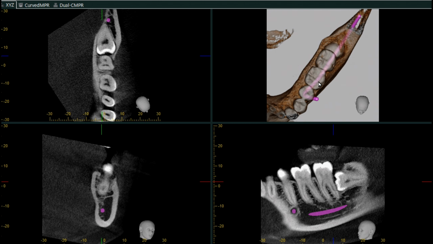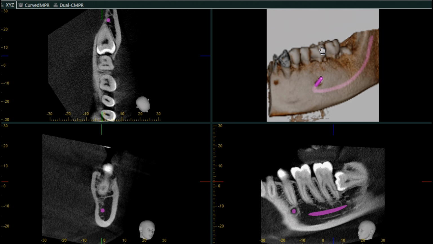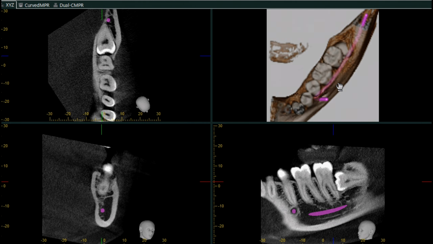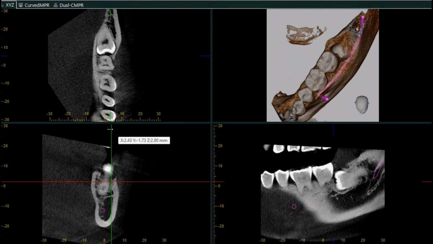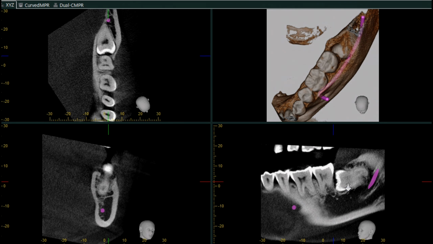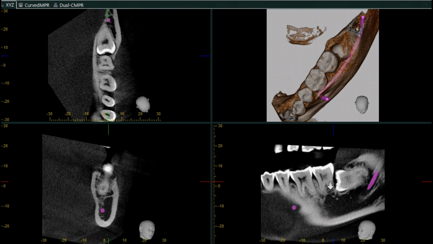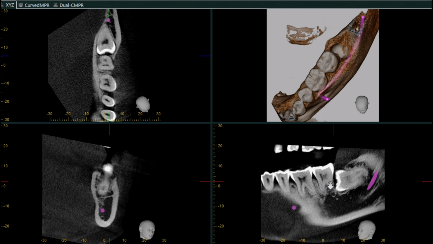So the patient had come with a chief complaint of pain in the lower left side region. We took a CBCT scan of the lower left side. The area of concern was 46, 47 and 48. After looking at the scan, we could observe an impacted third molar in close relation to the nerve canal. It was not in contact with the nerve canal cortex, but it was in very close relation to it.